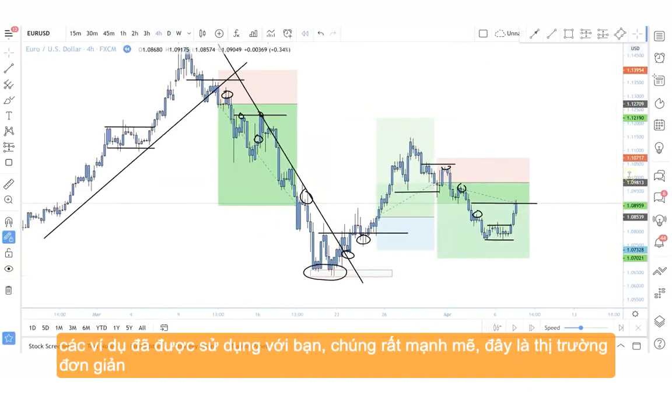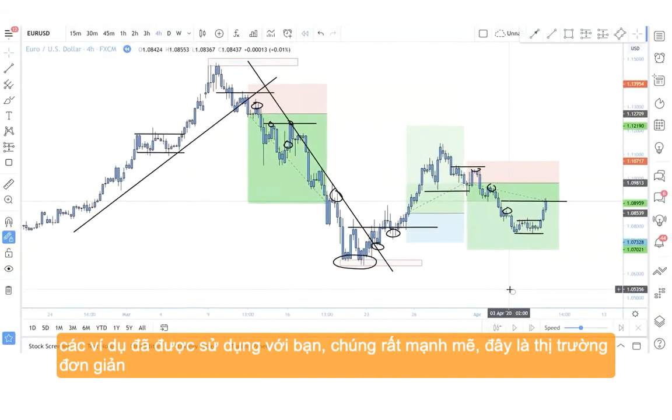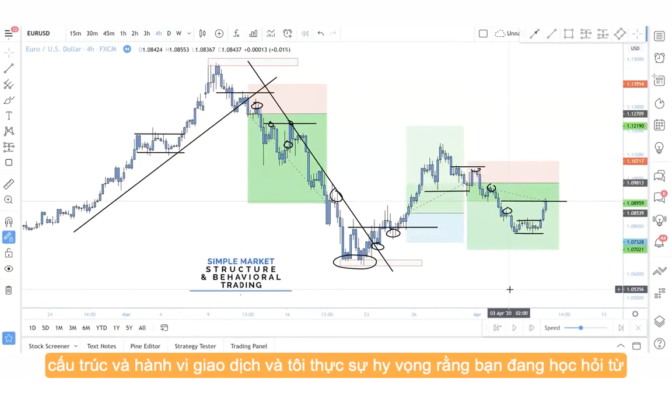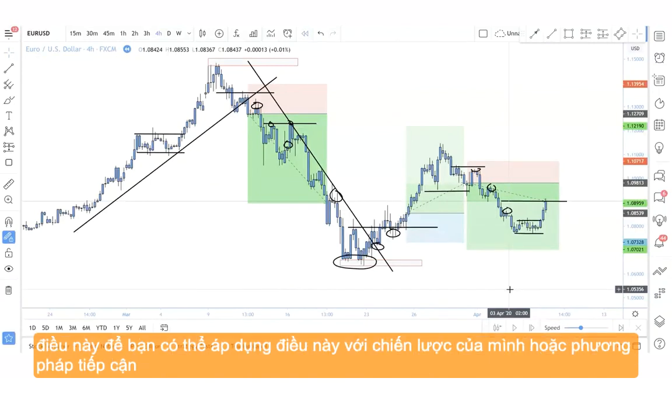So I hope these examples were of use to you. They're very powerful. This is simple market structure and behavioral trading, and I really hope that you're learning from this so that you can apply this with your strategy or your approach to the markets.